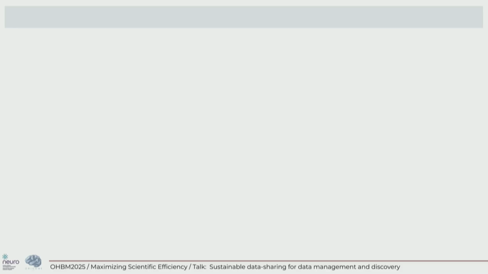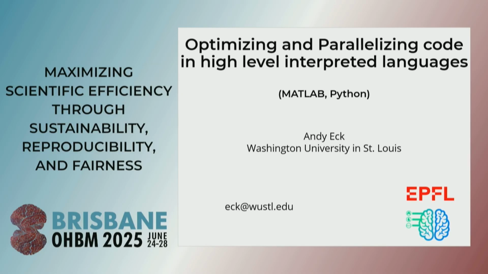Cool. Yeah, and if people are using those interactive notebooks, if you're using the MATLAB one, I'd recommend running it directly in MATLAB using the M file. And if you're doing the Python one, I would try to run it in the online Jupyter notebooks. So that's what I'm going to talk about today: optimizing and parallelizing code in higher level interpreted languages, specifically MATLAB and Python here.